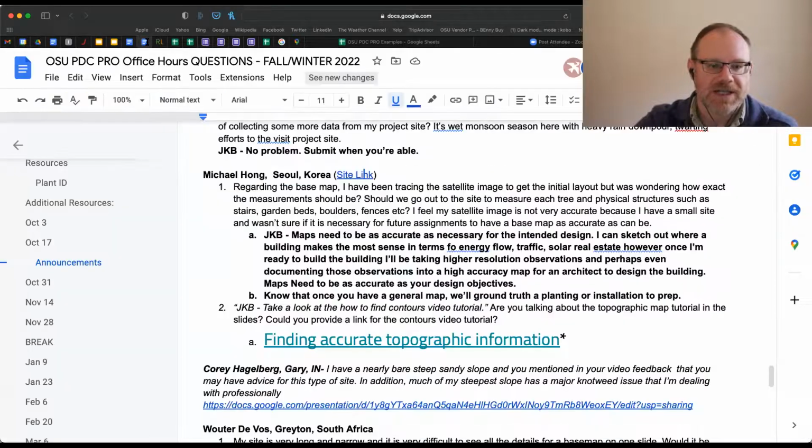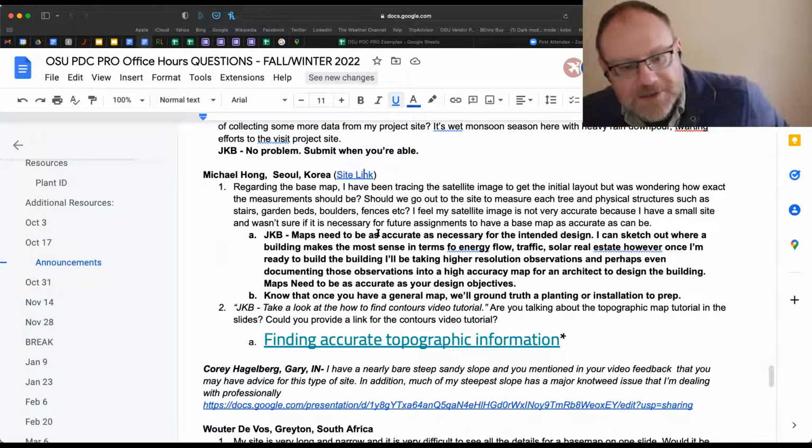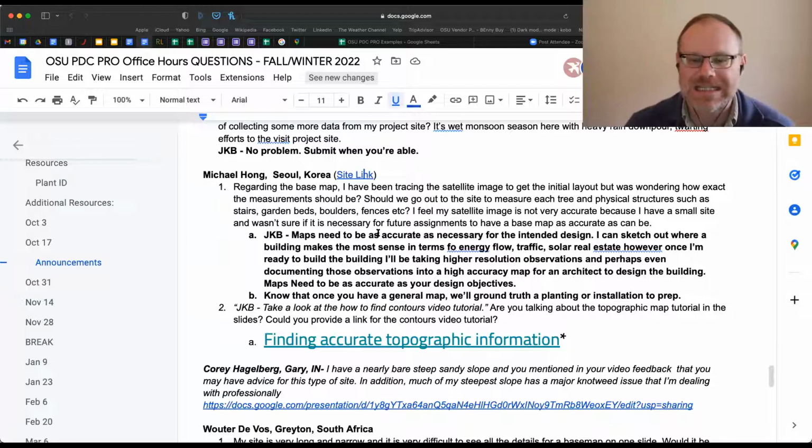Be as specific as you can. However, big question, big scope, big answer. Maps need to be as accurate as needed for the intended design. So I was taking a look at a 6,500 hectare farm the other day, and I'm not worried where boulders are placed on 6,500 acres. I'm taking a look generally at water flow, watershed, things of that nature. I'm generally taking a look at plant patterns, things like that. So we can sketch out where things should go, like a building, let's say, for energy flow or traffic or sort of real estate.